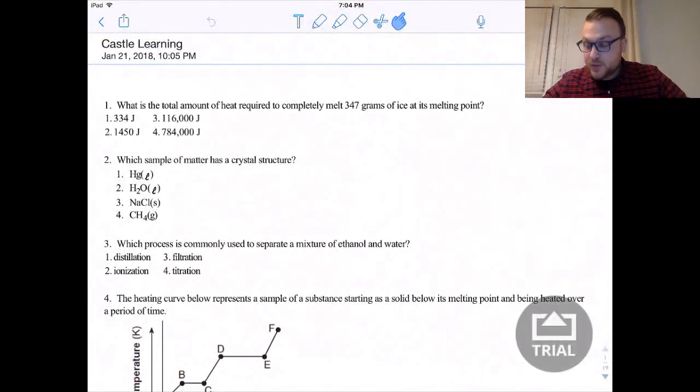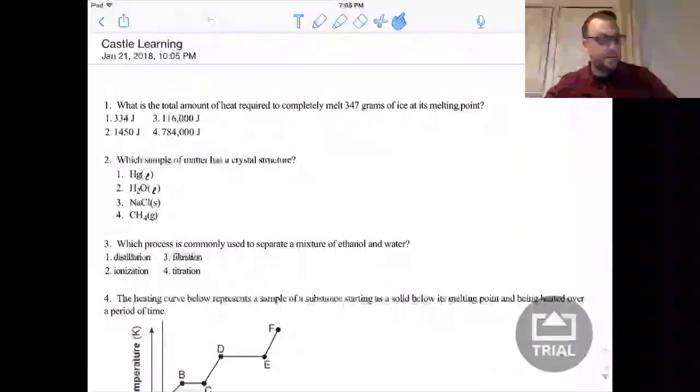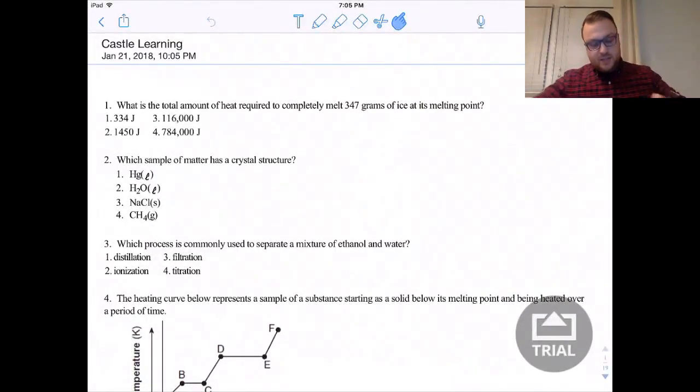The first question on the first Castle Learning assignment. I apologize, I figured I didn't randomize the question order or anything. But again, you can just follow along here and then always go back later and fill it in. It's kind of up to whatever's easier for you. But it's 7:05, so let's get started.